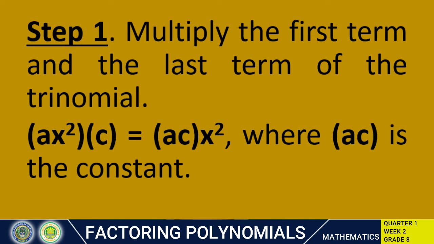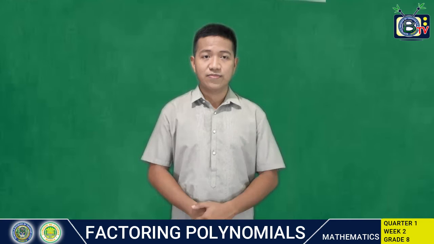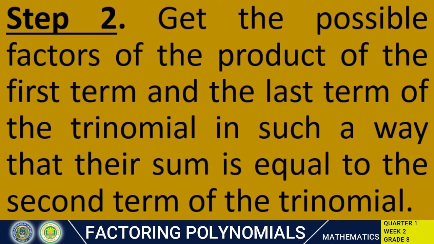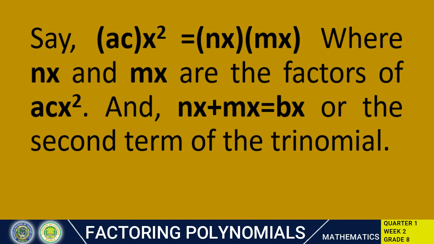Multiply the first term and the last term of the trinomial. ax squared multiplied to c is equal to ac multiplied to x squared, where ac is the constant. Step 2. Get the possible factors of the product of the first term and the last term of the trinomial in such a way that their sum is equal to the second term of the trinomial. Say, ac multiplied to x squared is equal to quantity nx multiplied to quantity mx, where nx and mx are the factors of acx squared, and nx plus mx is equal to bx, or the second term of the trinomial.